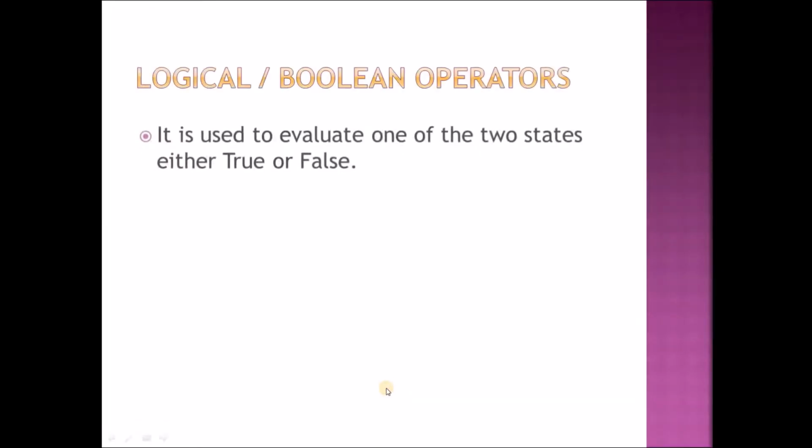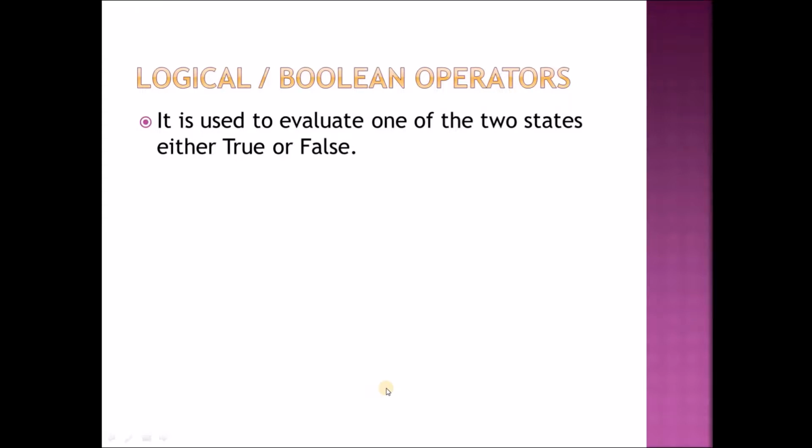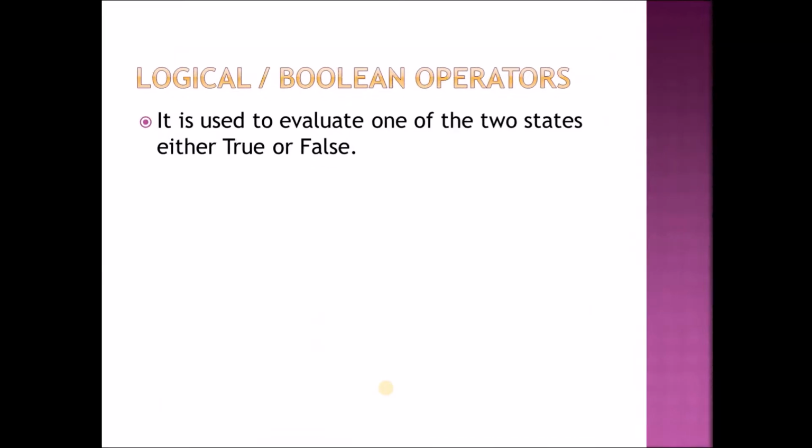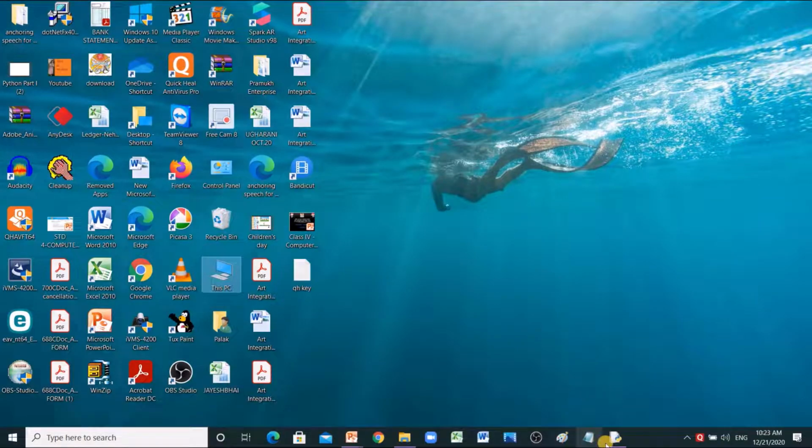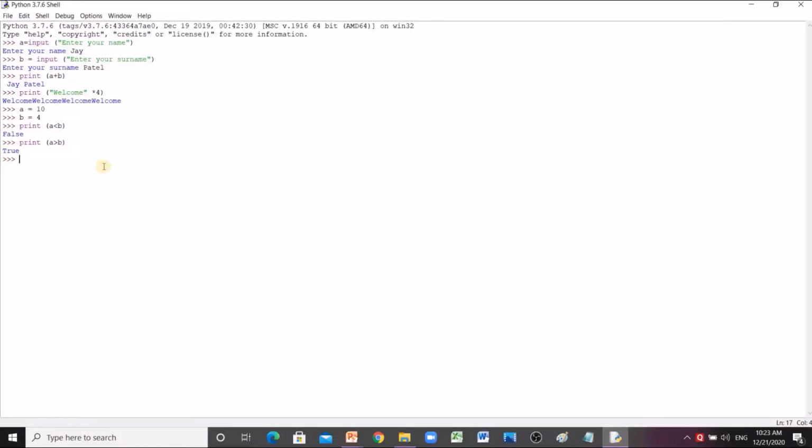Moving on to the next that we have, logical or Boolean operators. They also give the answer either in true or false. There are three logical and Boolean operators that are used. We have and, or, and not. For and, both the conditions need to be true. For or, either of the conditions needs to be true. And for not, if the condition is true, the answer will come up as false. So let us just see an example.